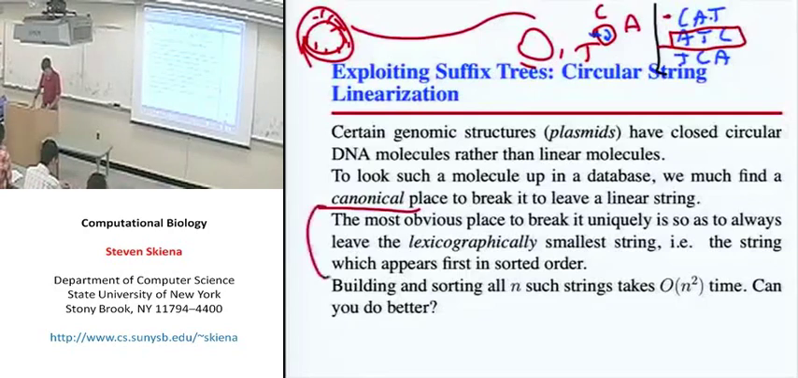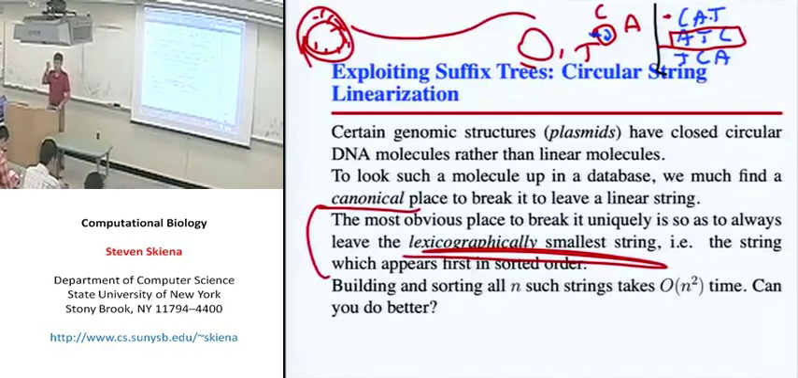And the obvious place to leave it is the lexicographically smallest one, the first one in alphabetical order. Does everybody kind of agree now on the motivation? So now my question is, given a circular string, find the first way to break it in alphabetical order. Can someone give me a simple, straightforward algorithm for this? How would you do this without any magic from this class?